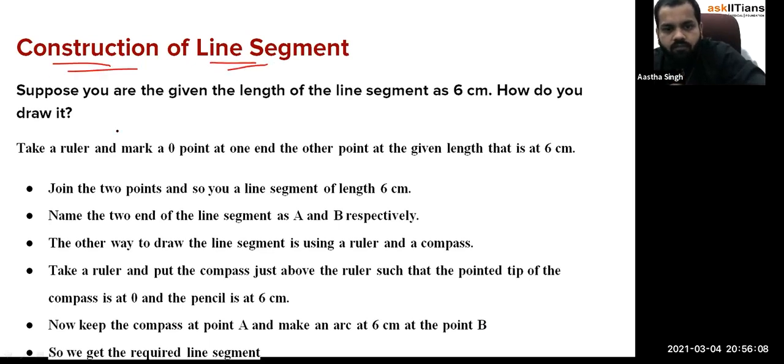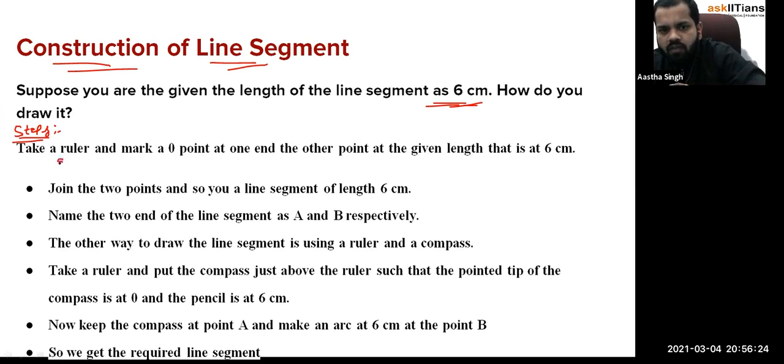Line segment. Suppose you are given a line segment of 6. So you have to just construct a line segment of 6 centimeters. How will you do it? How will you draw it? Here are the steps.